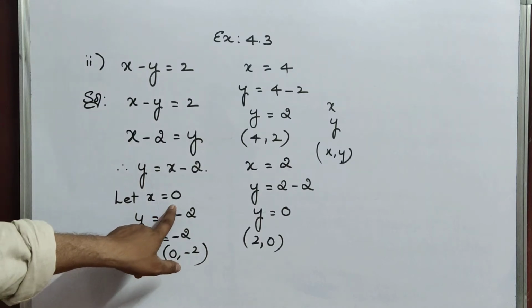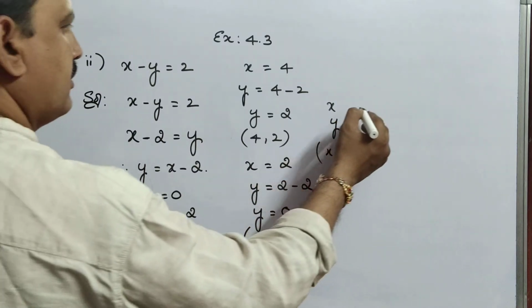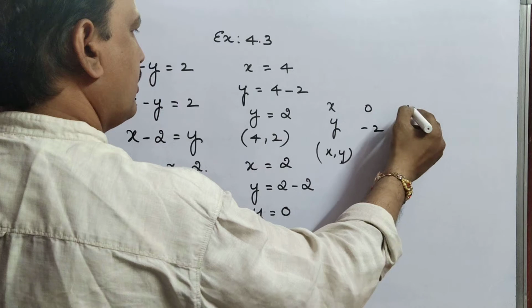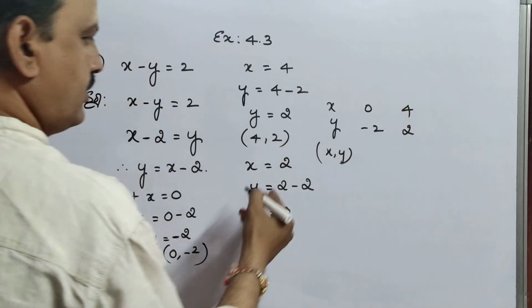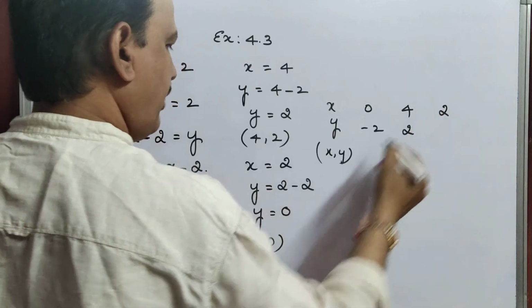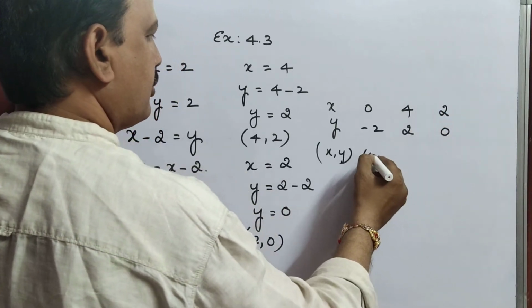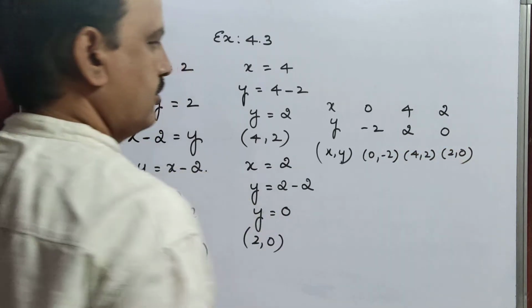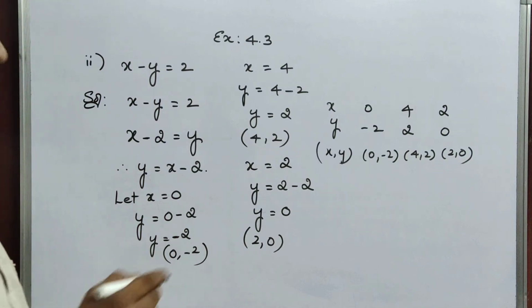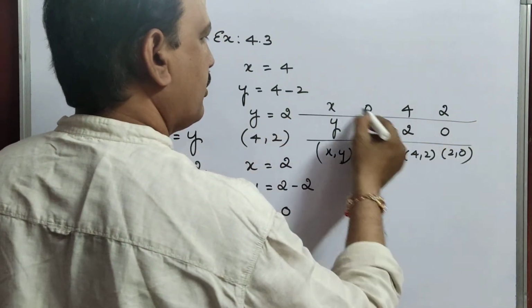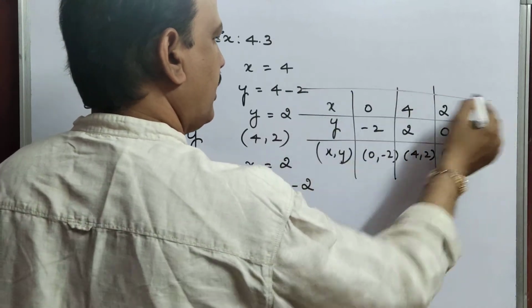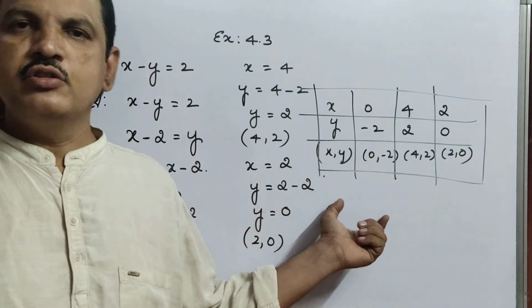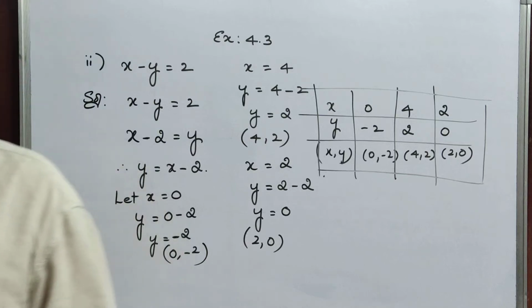So what is x here? 0, and you got minus 2. And x you have taken 4, and here you got 2. Then here x is 2 and the y value you got is 0. That means 0 comma minus 2, 4 comma 2, 2 comma 0. It depends upon the values which you have taken. Draw the table using a ruler in your graph book, neatly. So like this. I'll show you this graph in the graph book. Okay, children, so the next question now.